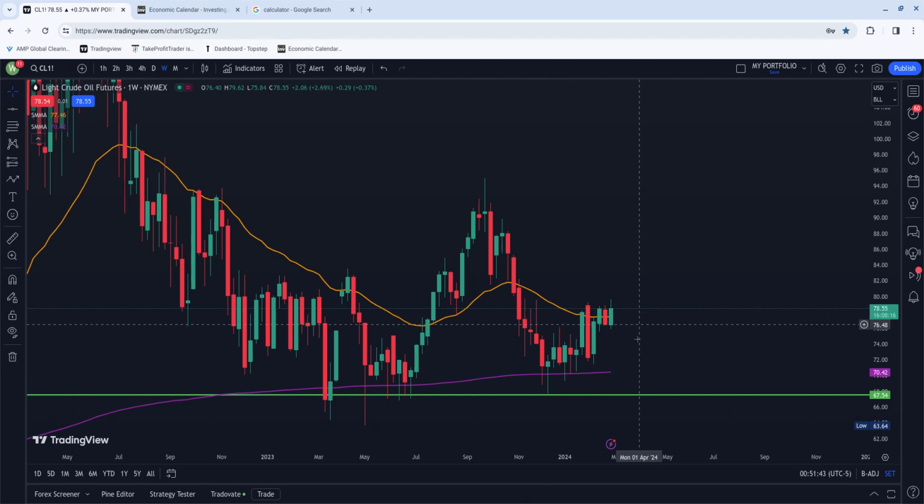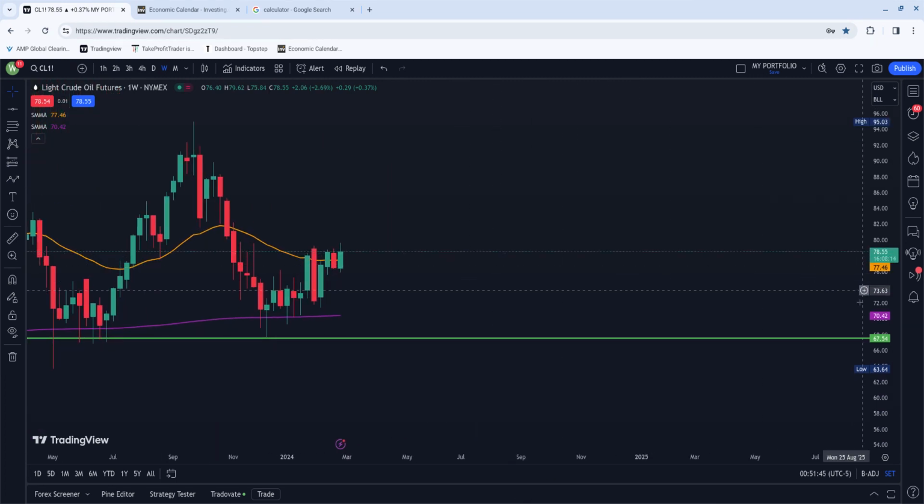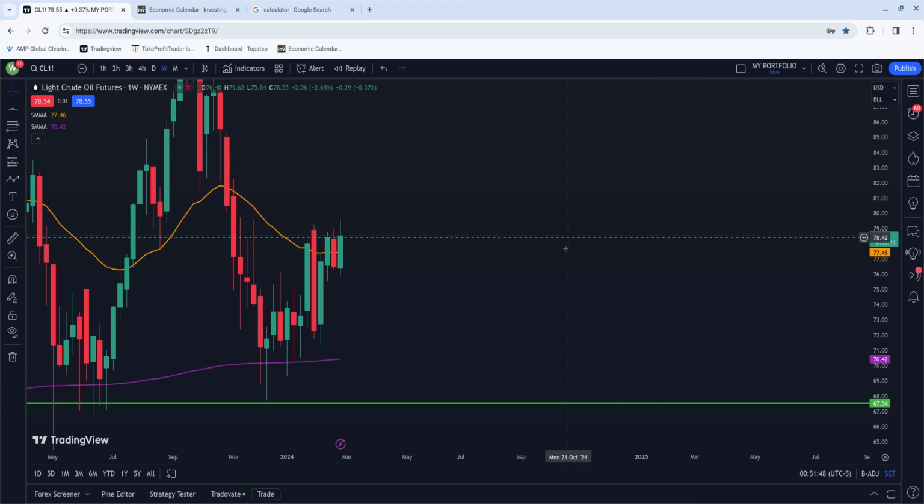So what we will do here is we will sell. You can sell anywhere here or at the orange line, but we will sell. So just in case the market for this week ends underneath the orange line, we could sell and then just let it fall down.